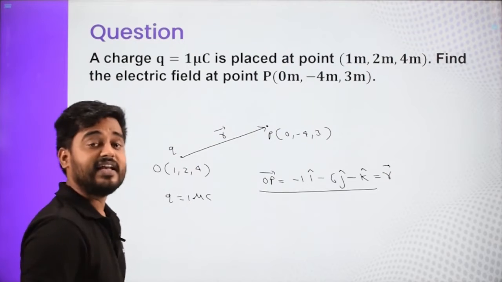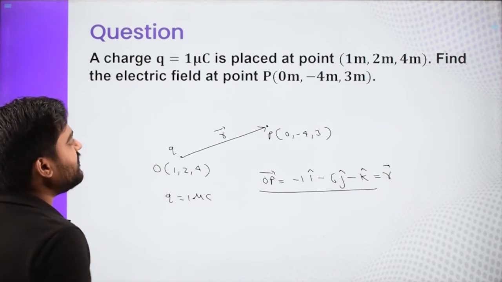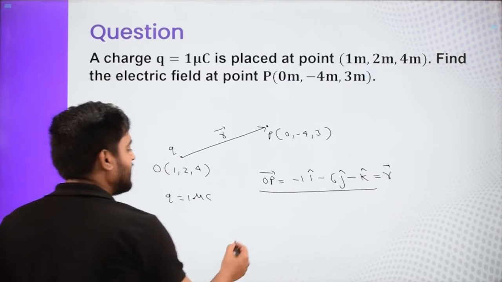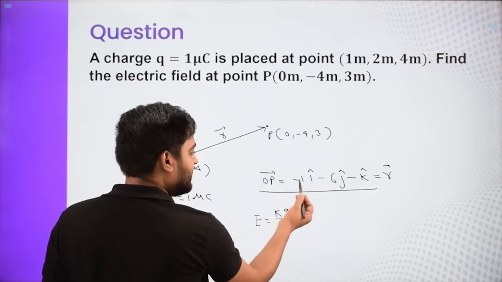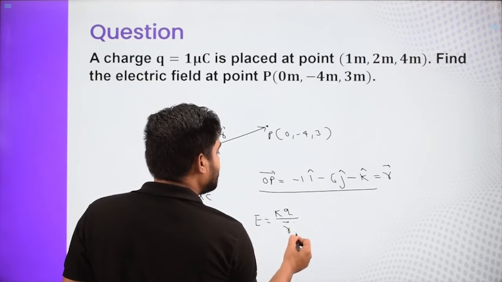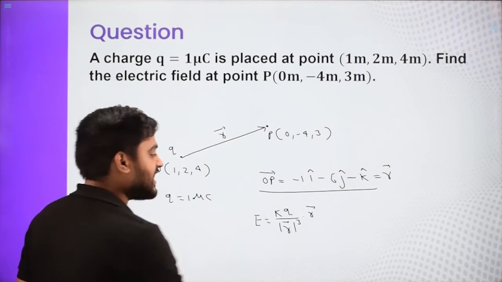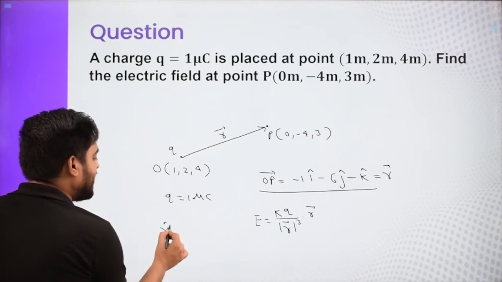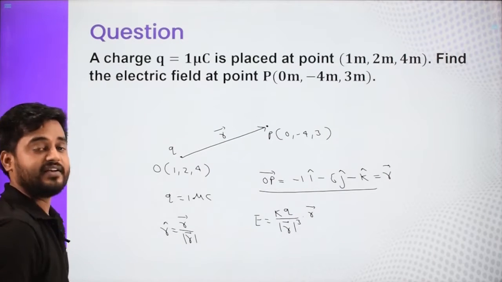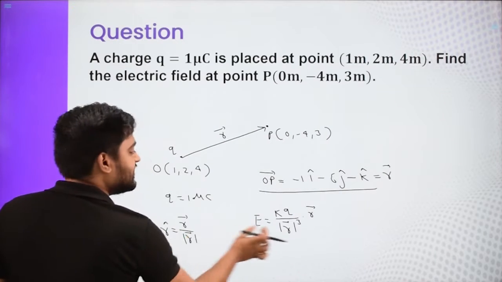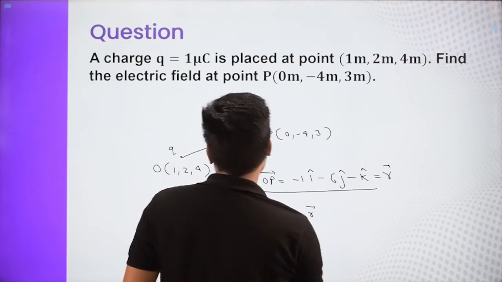I need two things: its magnitude and its unit vector. Rather than finding the unit vector, I am going to apply this formula. E equals KQ by magnitude of R vector cube times R vector. So there was a square and this was R cap. I wrote R cap as R vector divided by magnitude of R vector. This is coming from vector, so this made it cube. We need its magnitude also, so let us find that separately.